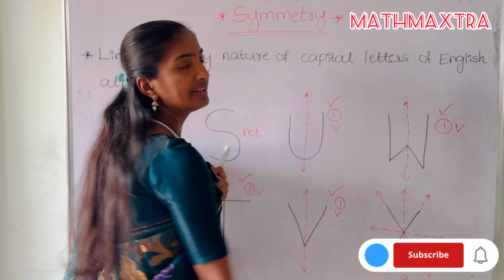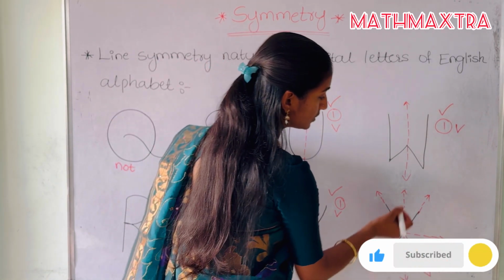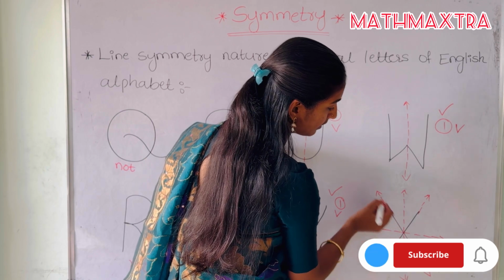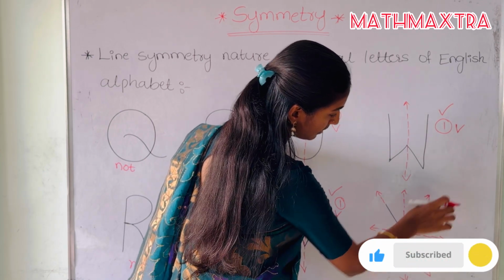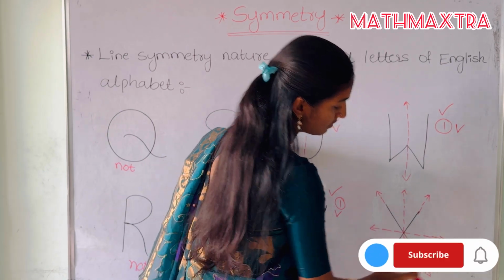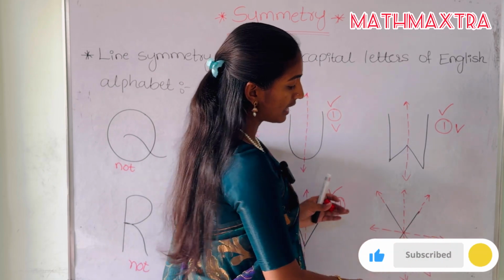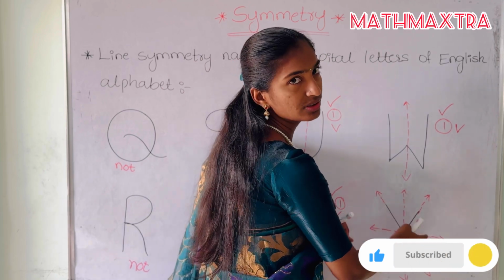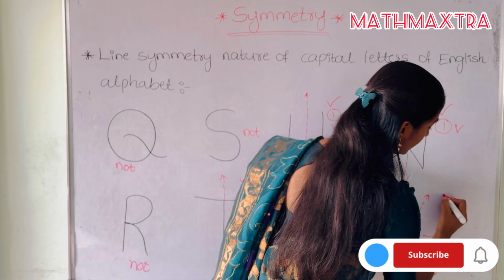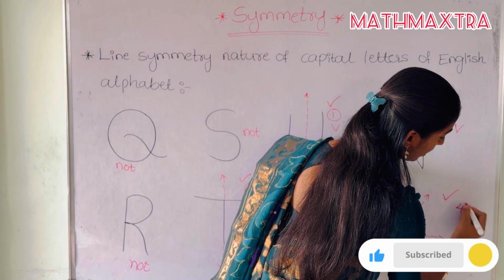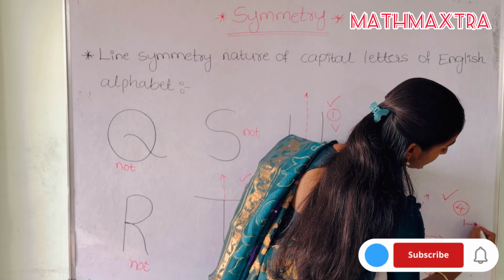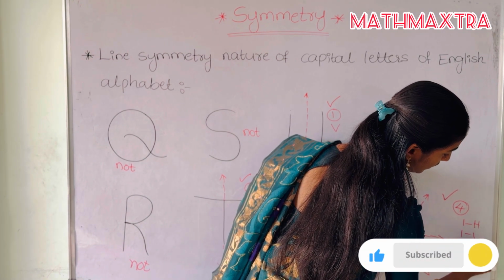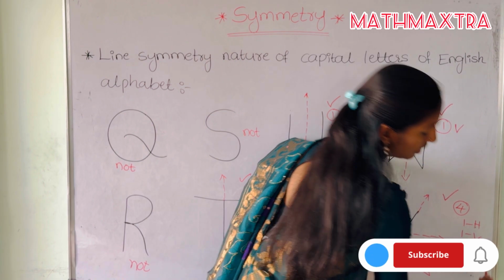See, when you take the letter X, this is one line of symmetry and this is another line of symmetry. This is one more and this is one more. So how many line symmetries are possible? One horizontal, one vertical and two along the corners. So it is symmetric. It has four lines of symmetry: one horizontal, one vertical and two along the corners.